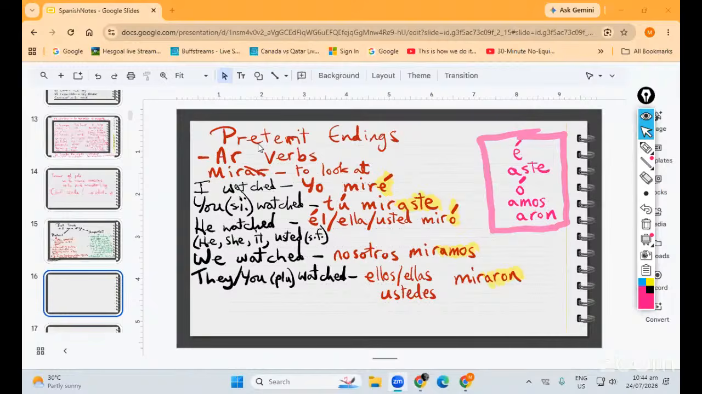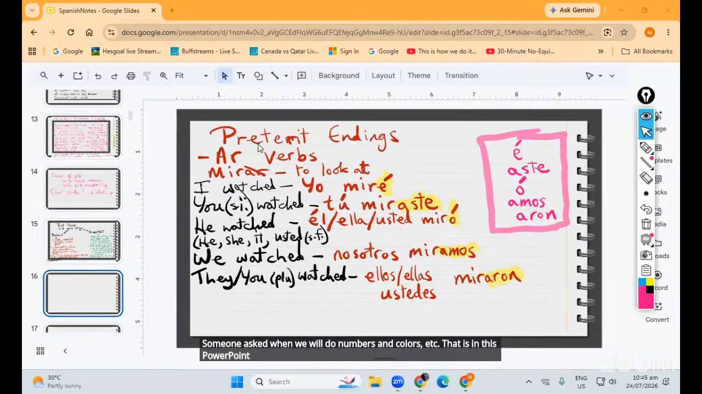Someone asked when we will do numbers and colors, etc. That is in this PowerPoint, the PowerPoint with the notes. If you want to do it on your own because you want the notes, go ahead, right? But we will not be doing that until during the course of next year, if you continue with us.